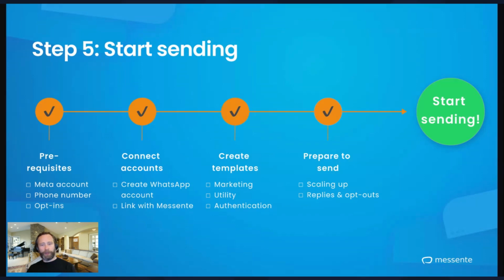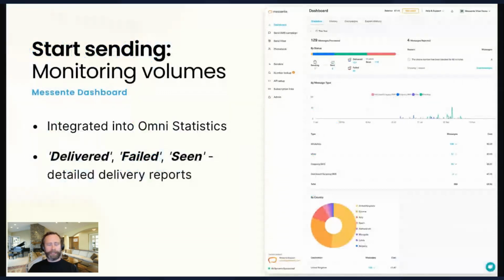Great. So we've done all the steps in order to get ready, and now we're ready to start sending. Once you start sending content out, you'll find that all the normal features within the Messente dashboard now support WhatsApp. So the statistics section now has lines for WhatsApp, so you can monitor volumes on that channel. Errors come into the history tab and the statistics tab in the same way, and you can also see the inbound messages just as you can with any other channel.